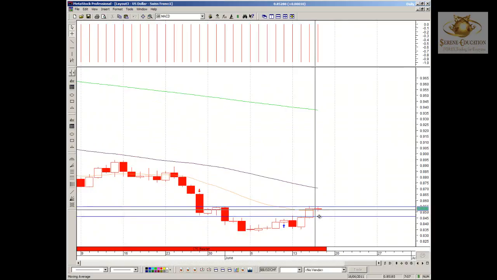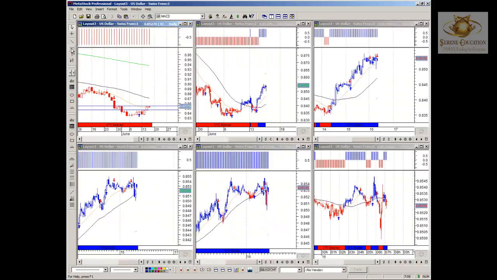Notice it's trading above the 20 period moving average on a small time frame. So let's pencil that in on our small time frames.